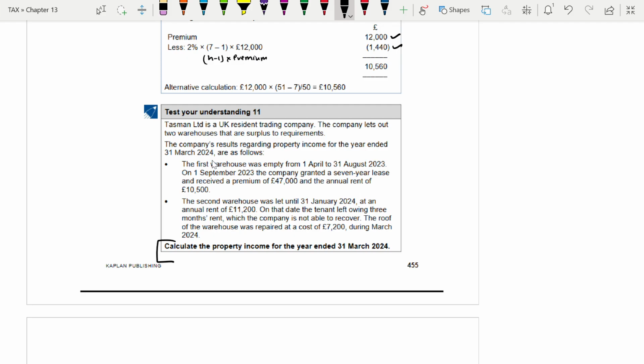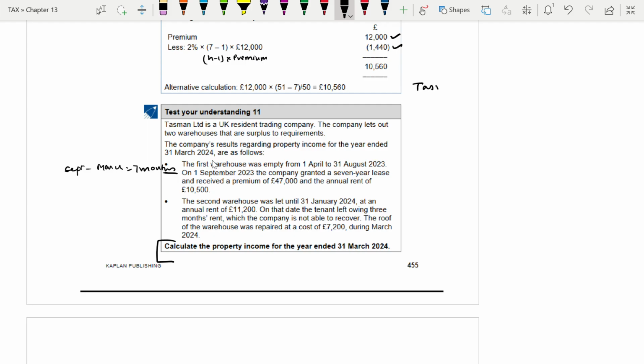The first warehouse was empty from 1st April to 31st. On 1st September, the company rented it on a 7-year lease, received a premium of 47,000, and the annual rent is given. They rented on 1st September, so from September to March. How many months? 7 months.